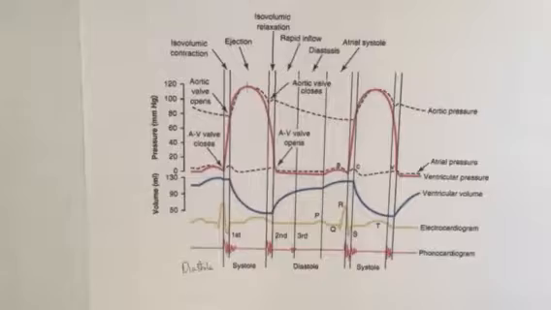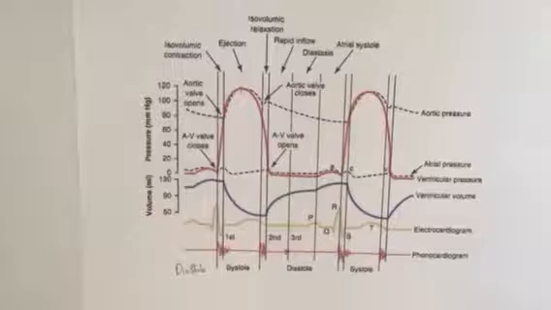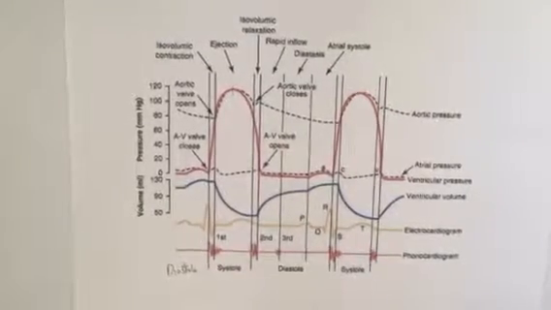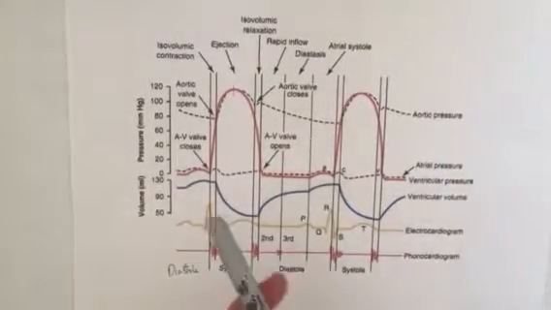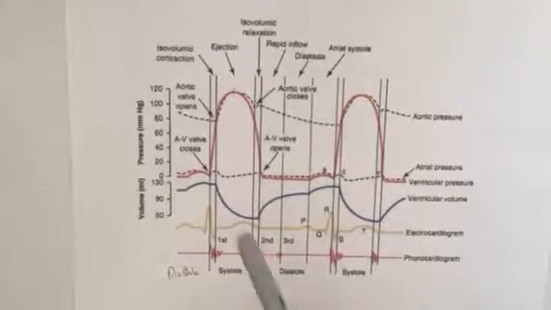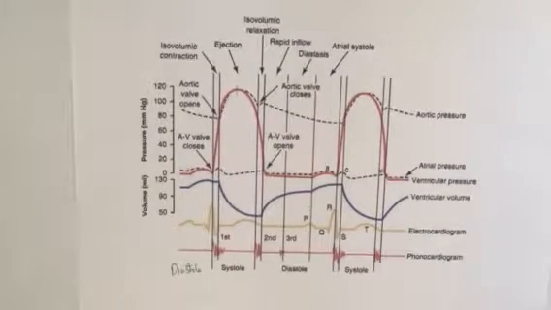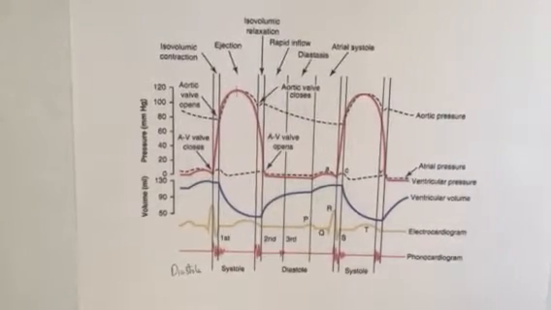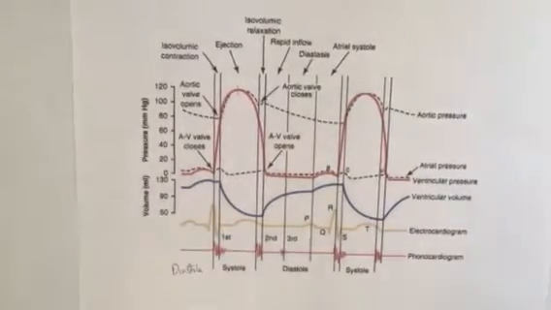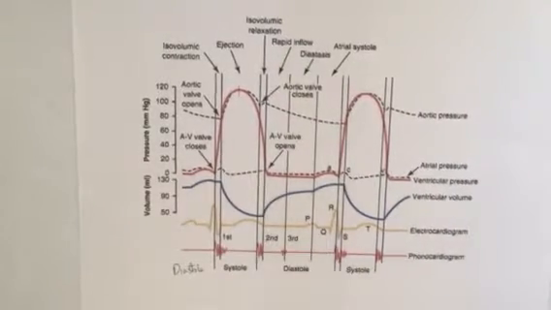Another point to mention is the valves that we're talking about in this diagram. It's the AV valve, or the atrioventricular valve, and the aortic valve. We're following the left-hand side of the heart during this diagram, which means the AV valve in this would be the mitral valve or the bicuspid valve. Of course, the right-hand side of the heart works similarly, but the pressures wouldn't be the same as what they're showing here, so we're literally looking at the left-hand side of the heart only in this image.